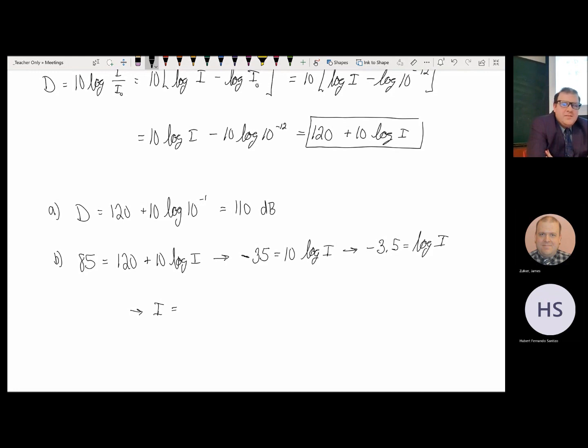Is there such a thing as an inverse log function on a calculator? There is. So maybe we're supposed to be able to do this without the calculator. Oh, right. Just raise both sides as a power of base 10. It'd be 10 to the minus 3.5 watts per square meter.